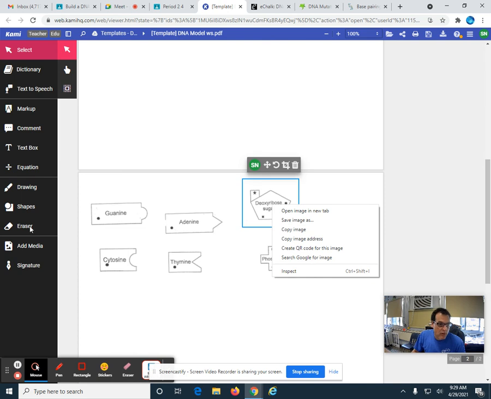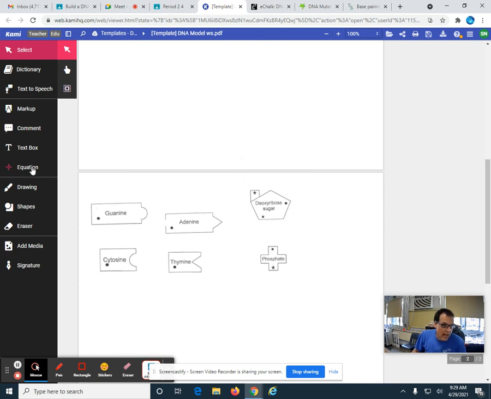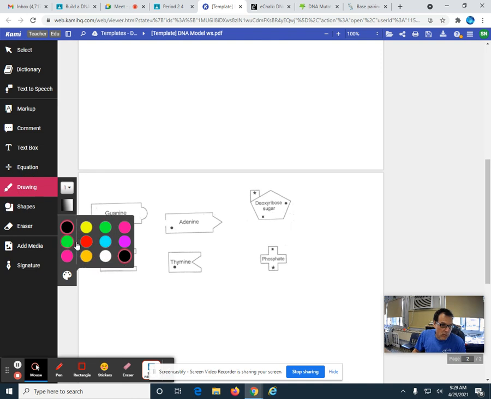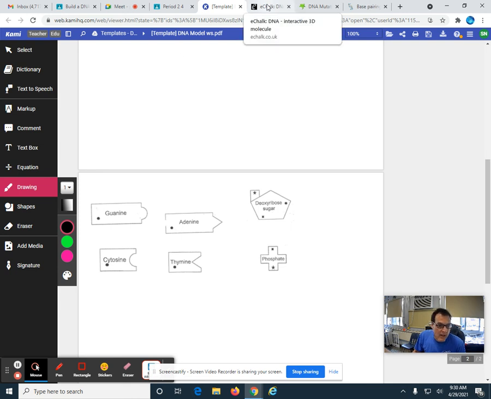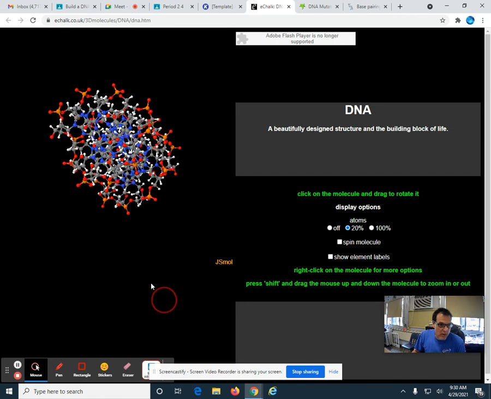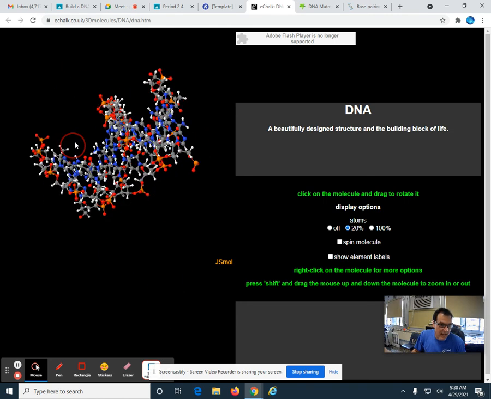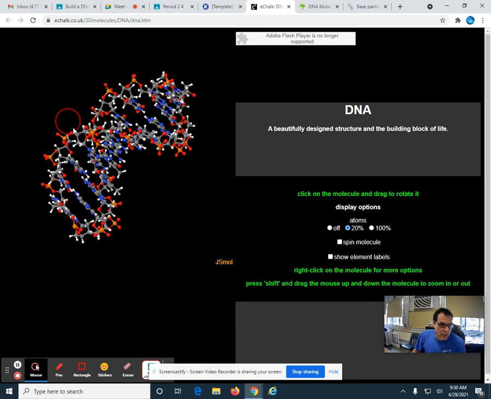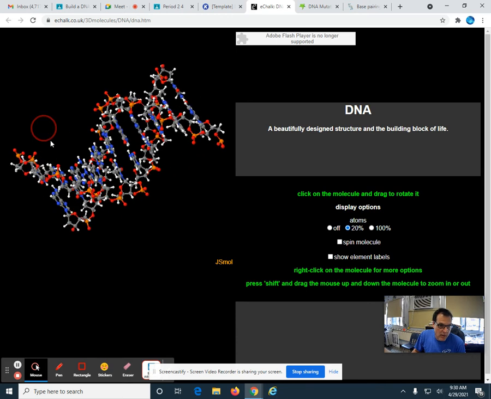Now, I would strongly suggest that you go ahead and color your pieces first. So you can go to your drawing tool and color things in first and then copy them, so you can do less coloring throughout your assignment. There are several links that are going to help you understand DNA better before you try to build your model. One is this one, which gives you a 3-dimensional structure of the DNA. If you twist it around, hopefully you can kind of see that double helix structure.